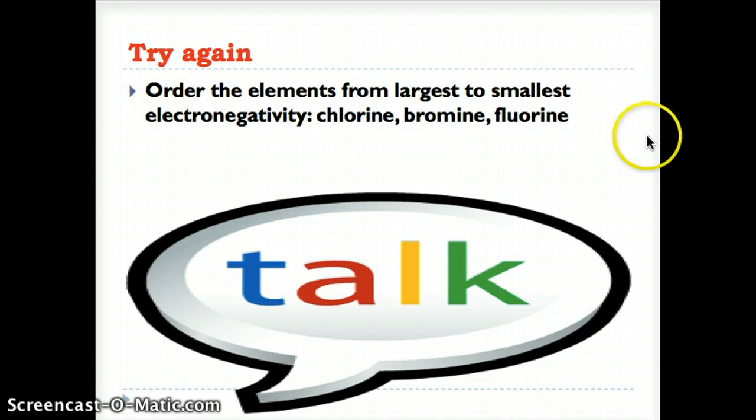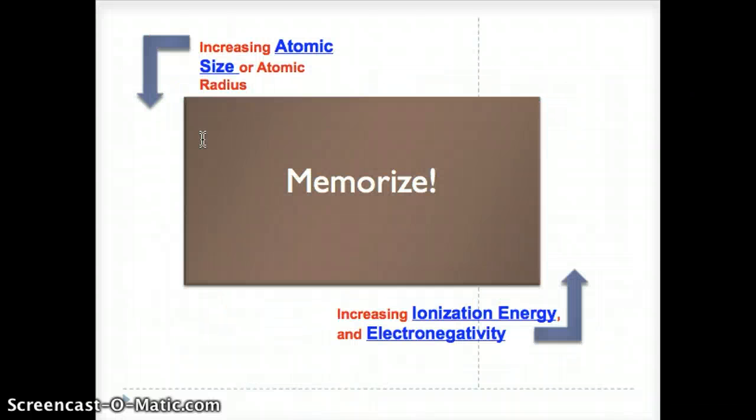And I think you could do this one. Remember, fluorine is the most electronegative. So going up the periodic table, there's more electronegativity. There's more of the nucleus pulling on those outer electrons. So don't forget to memorize this. This is very important. You have to memorize this.